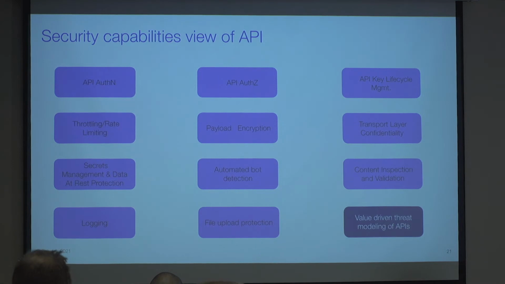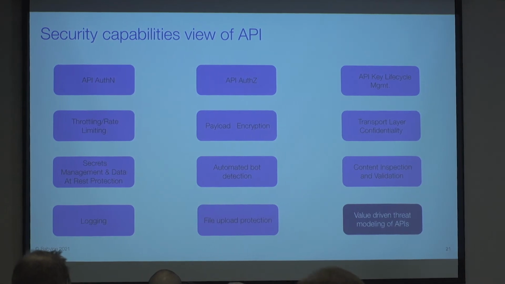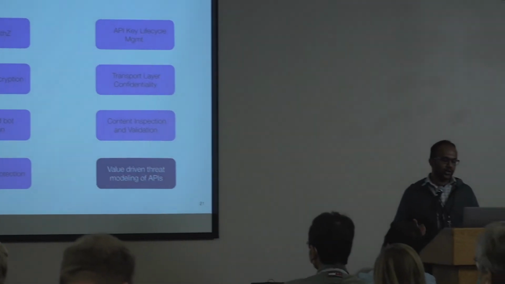And then transport layer confidentiality and payload encryption go kind of hand in hand. If you have sensitive data, you probably need payload encryption because transport layer confidentiality can help you only to a point. If you have a CDN that's going to do your TLS decryption, your data gets exposed, right? So you need to have end-to-end payload encryption for very critical and sensitive data. And then secrets management and data at rest protection, I think it's table stakes. You need to have it across the board if you're developing an API or web app or whatnot. You can store the secrets in a secure vault, and protect your data at rest with secure key management practices.